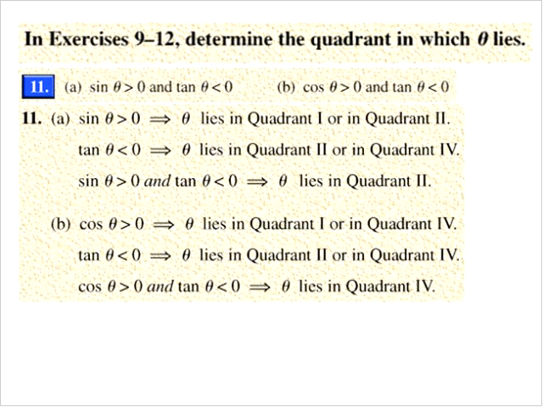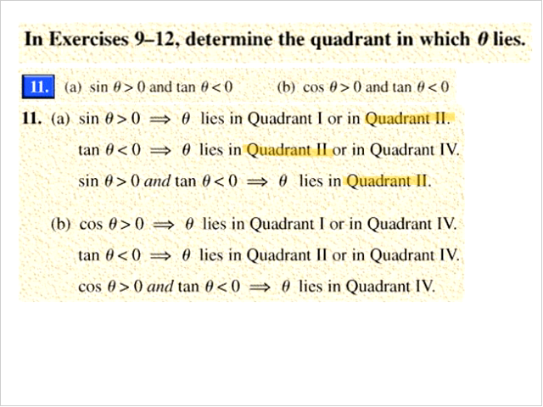For the next one, again, we're going to use our unit circle here. And the first one, part A, says sine needs to be greater than 0. So where is sine positive? Sine is positive in the first and second quadrants. And then tangent needs to be negative. Well, tangent is negative in the second and the fourth quadrant. So what do they have in common here? Well, quadrant 2 lies in both of those. So theta must lie in quadrant 2.